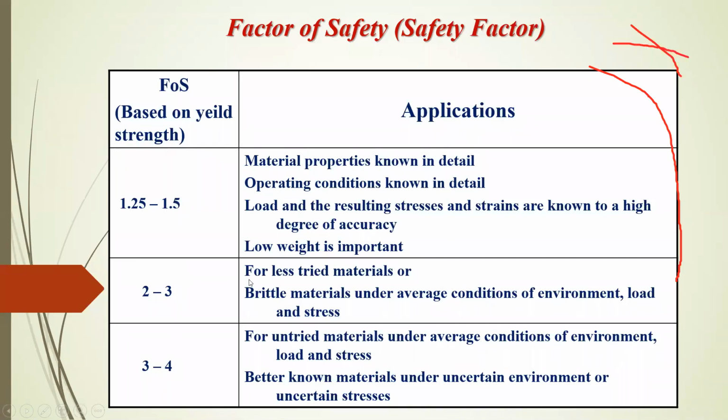In applications where less tried materials are used, meaning the material properties are a little bit unknown, or brittle materials under average conditions of environment, with high load and stresses, we can select a factor of safety of 2 to 3. In other cases, with untried materials under average conditions of environment and load stresses, or better known materials under an uncertain environment, we can take a factor of safety of 3 to 4. These are simple facts that we can use for the factor of safety.